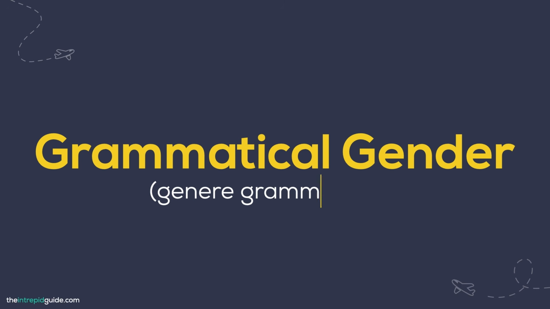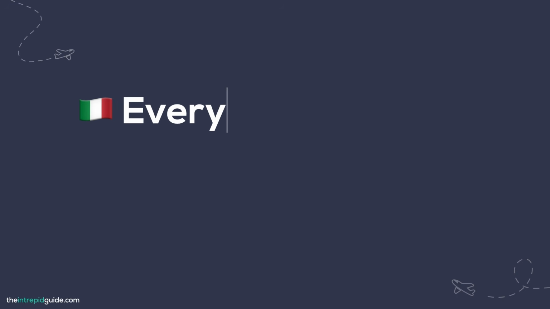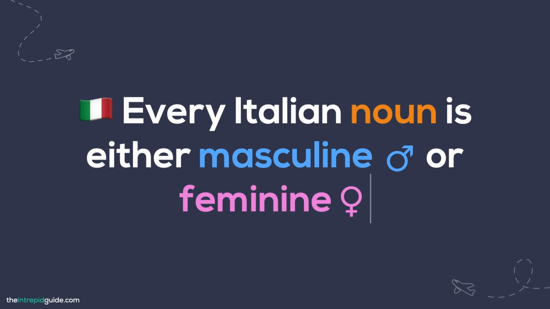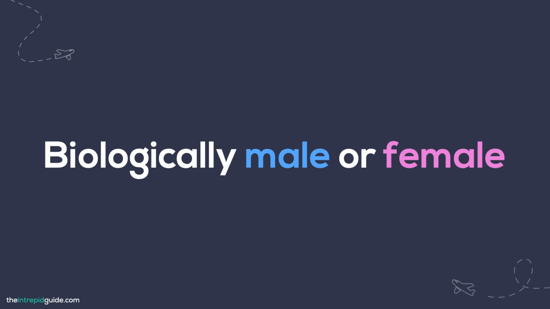Now, in Italian, every single noun belongs to one of two groups, and the group it's in changes the spelling of the other words around it. I'm talking about grammatical gender. Every Italian noun is either masculine or feminine. But this doesn't mean the object itself is biologically male or female. It's simply a way that Italian organizes its nouns.